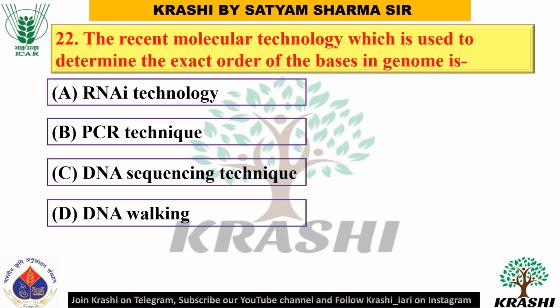Question number 22. The recent molecular technology which is used to determine the exact order on the basis of genome is called DNA sequencing technique.